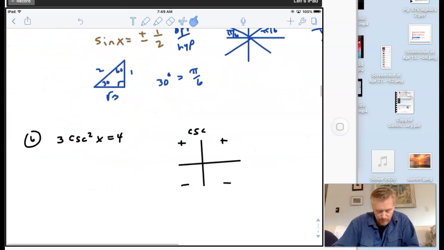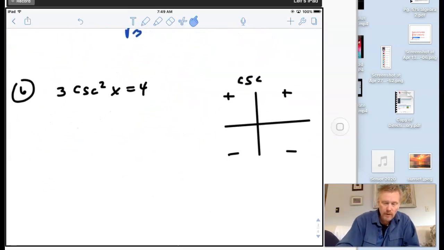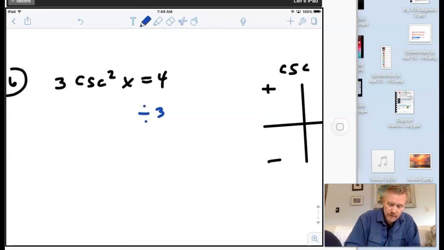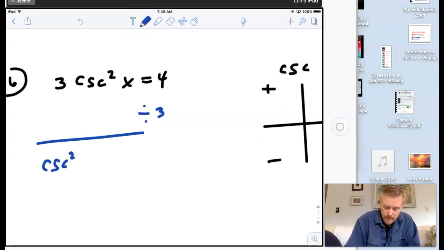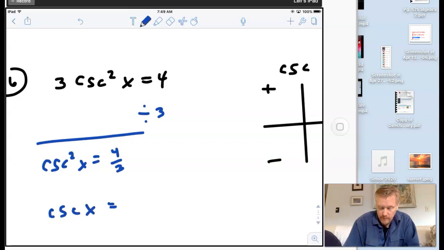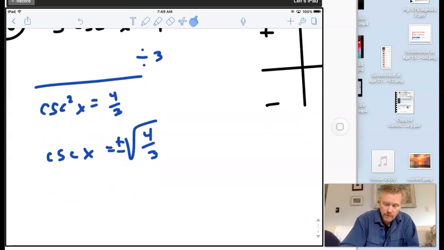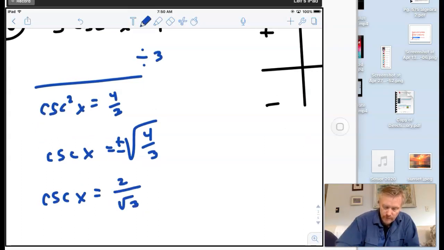All right, next. Cosecant. So, changing things up a little bit. First thing I'd like to do is get the cosecant squared alone, so I'm going to divide by 3. And I get cosecant squared of x equals 4/3. Square root both sides to get the cosecant alone: plus or minus the square root of 4/3. Anytime you take the square root, you've got to have the plus or minus. So cosecant of x equals plus or minus 2 over the square root of 3, right?